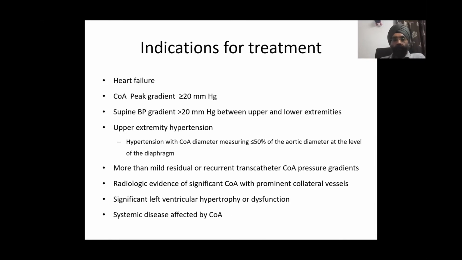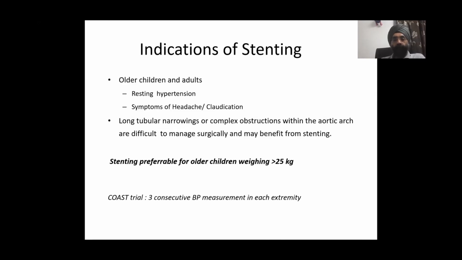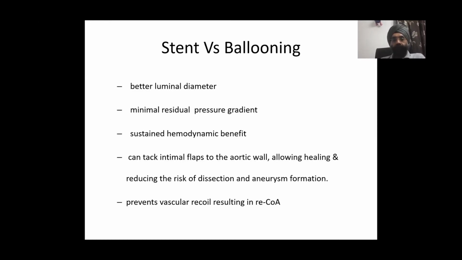The indications for treatment, we all know, include heart failure, coarctation peak gradient more than 20 millimeters of mercury, presence of upper limb hypertension, and more than mild residual or recurrent transcatheter coarctation pressure gradients, among others. Stenting is indicated for older children and adults in presence of resting hypertension and symptoms of headache and claudication. Long tubular narrowing or complex arch obstructions are dealt with better by stenting compared to surgery. Stenting is preferable for children weighing more than 25 kg in case of coarctation.